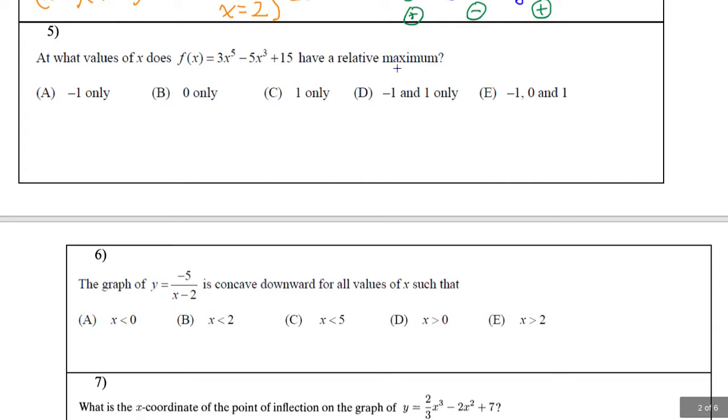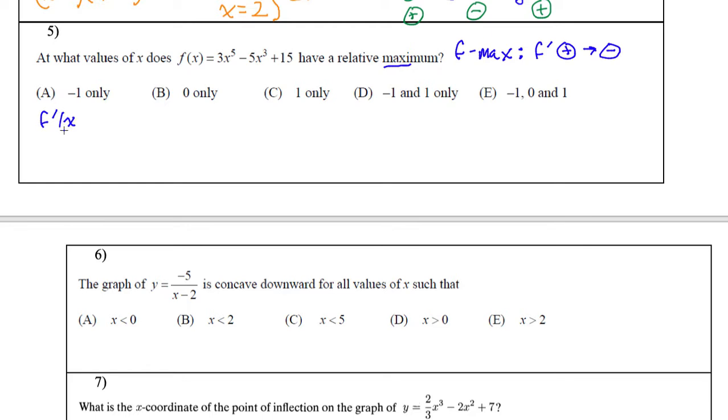Number 5. We're looking for a relative maximum. Okay, define it. What is a function maximum? A function maximum is where I have f prime that changes from a positive to a negative. So again, I need to find f prime. I don't have it, so let's find it.